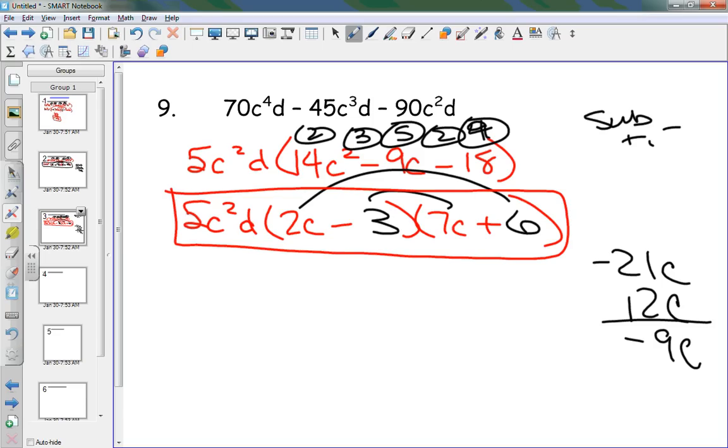That's as hard as you're going to get on the front page. That's as hard as the factoring is going to get. Do we understand that? Okay?